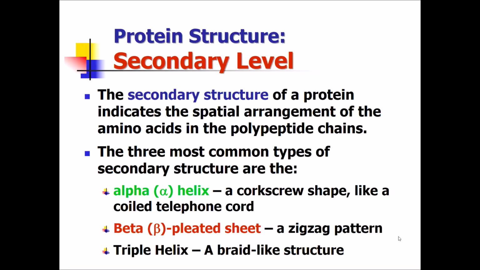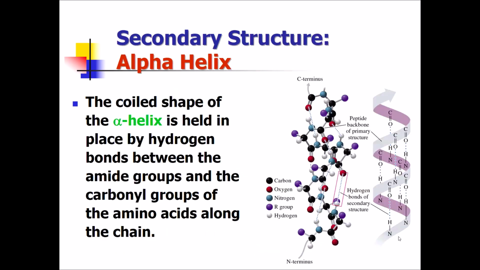So once again, once we've determined the primary structure, which is the order or sequence, certain amino acids in a certain order will cause a secondary structure, which indicates the spatial arrangement of the amino acids in the polypeptide chains. They're talking about the three most common. The two most common, again, are the alpha helix shape, which is the corkscrew shape we saw, like a coiled telephone cord. A beta pleated sheet is a zigzag pattern, which we saw, and then not as common, but we do see it in things like collagen, the triple helix is another secondary structure that we could see.